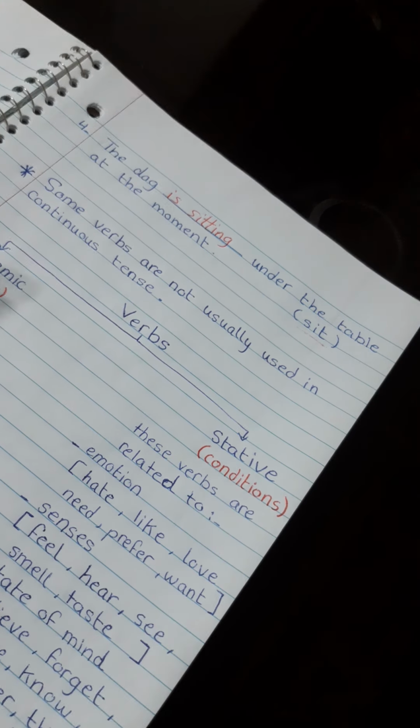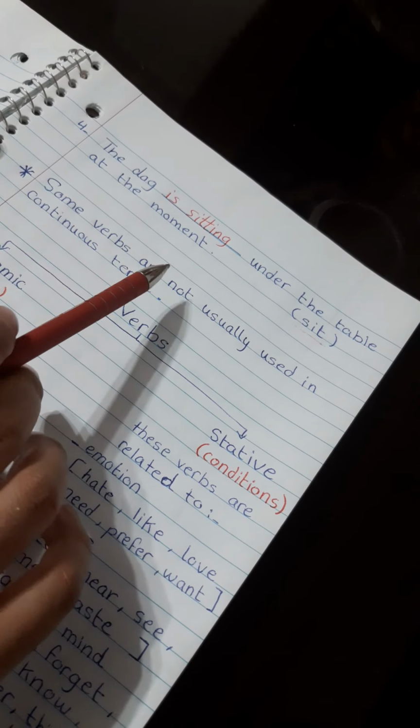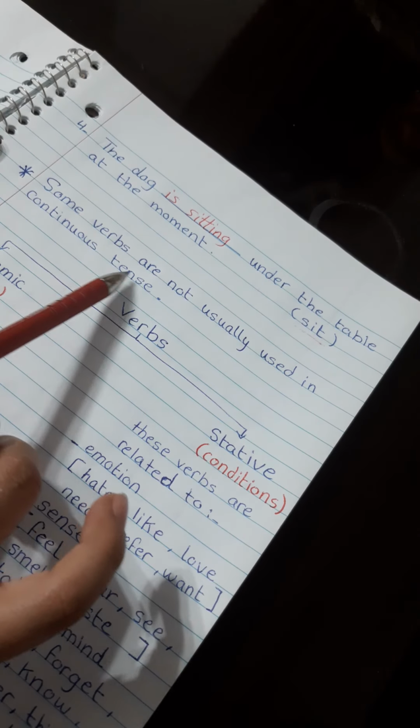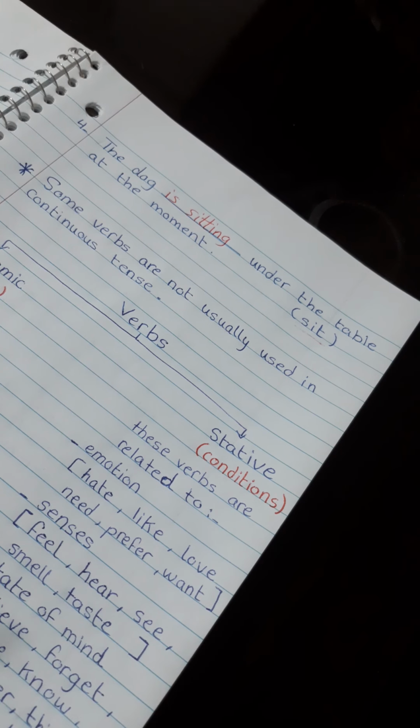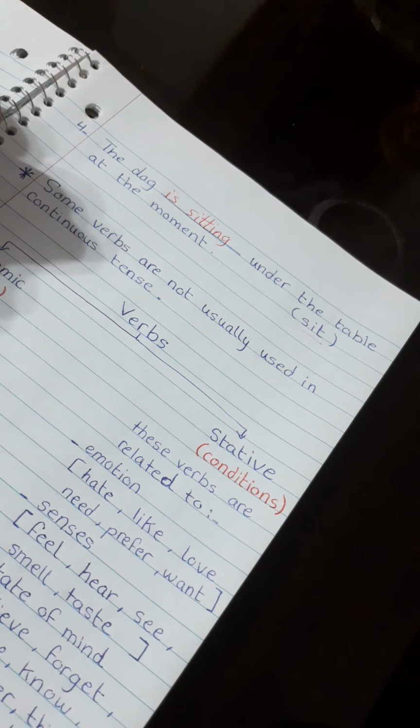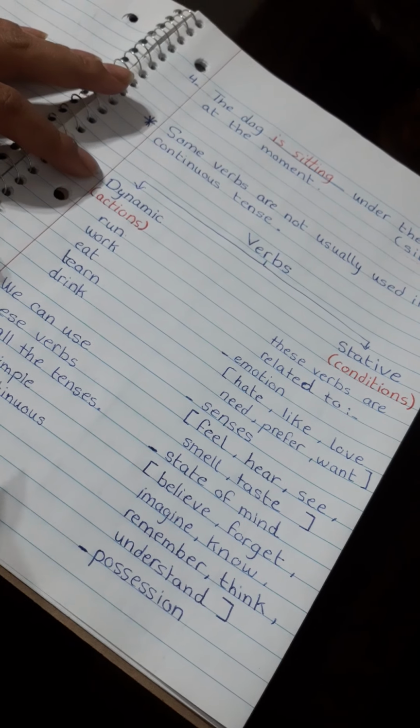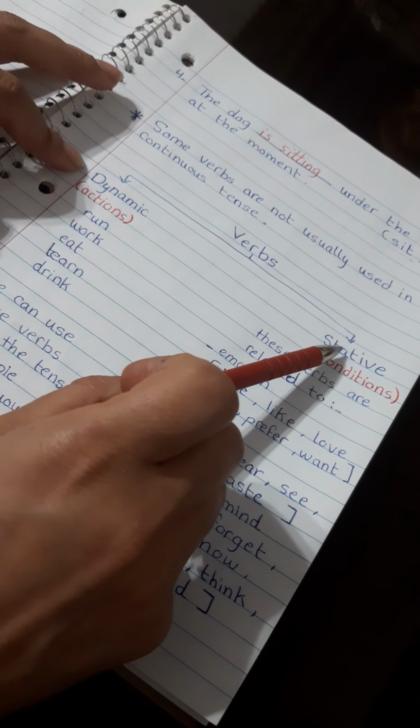Now, some verbs are not usually used in continuous tense. لسوء الحظ إنه في عنا أفعال ما بيزبط نستخدم معاها ال ing. هدول الأفعال بنسميهم stative verbs. Now, we classify the verbs. Verbs are divided into two parts here. We have the dynamic verbs and the stative verbs.